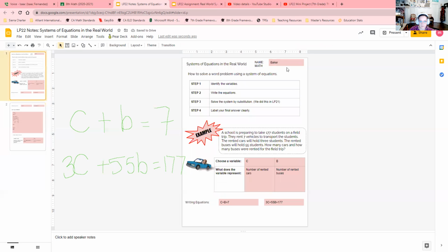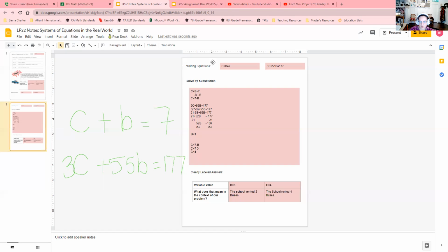So there are 4 steps. We identified the variables. We figured out what we're talking about. We wrote our equations using the information given to us in our problem. We solved it using the substitution method we learned last week, and then we just made sure we clearly labeled our answers so they made sense.